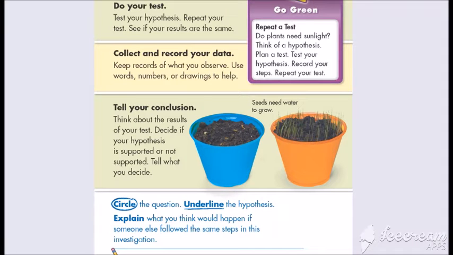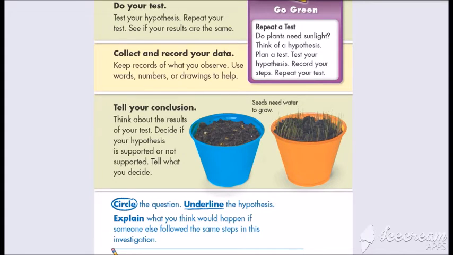After we plan our test, we have to do the test, to test the hypothesis, to test our answer. Is it correct or not? If the results of these tests are the same, of course, you have a correct answer or hypothesis. After this, we collect and record data. Yes, by drawing, by numbers, or even by words.